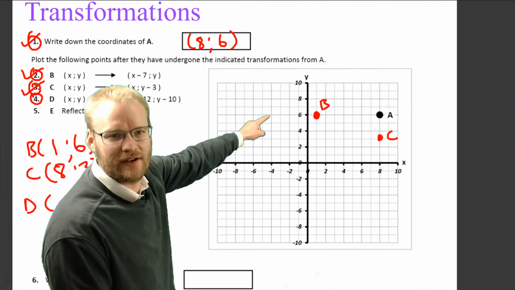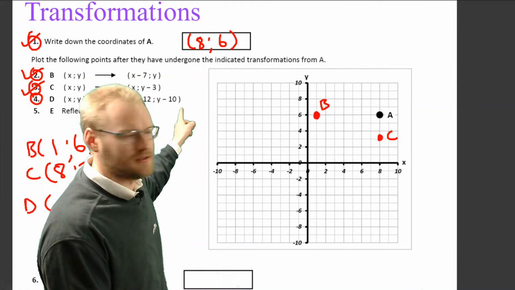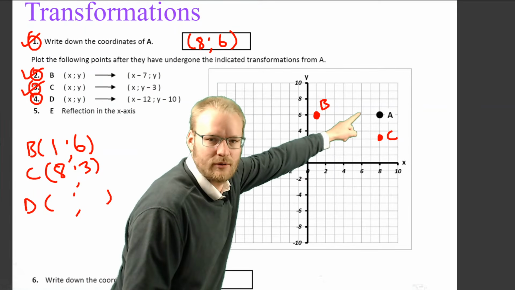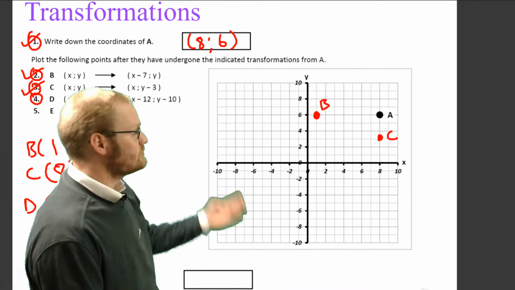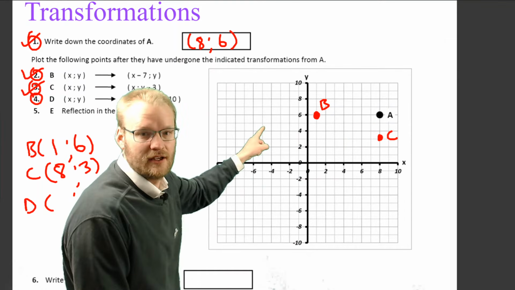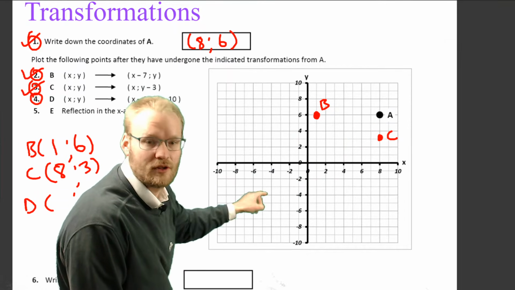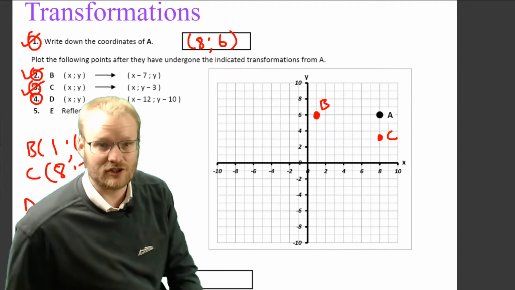And then the y value, what did our y say? It says y minus 10. So we're going to take our point A and move it down by 10. And we're going to do both of those. So we're going to move it left. It's going to start here, move left, and move down. So write down the coordinates of D, having done that transformation.